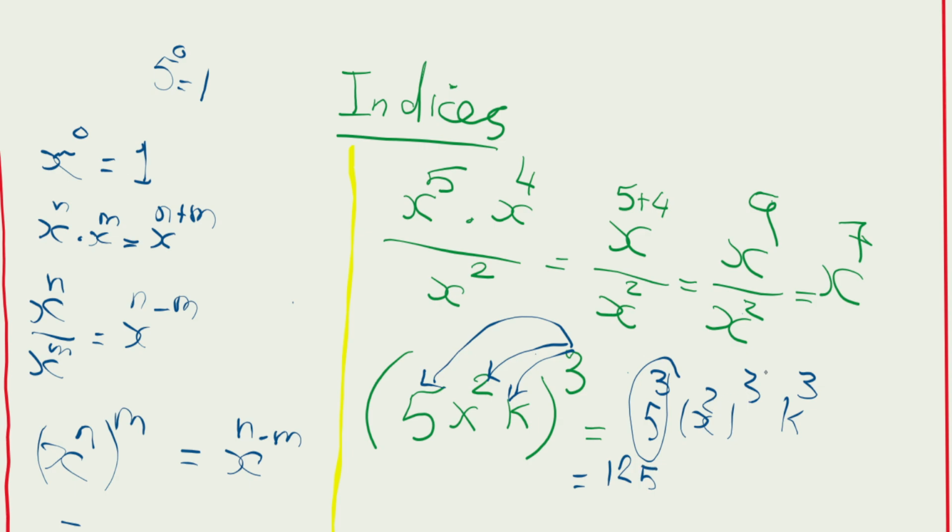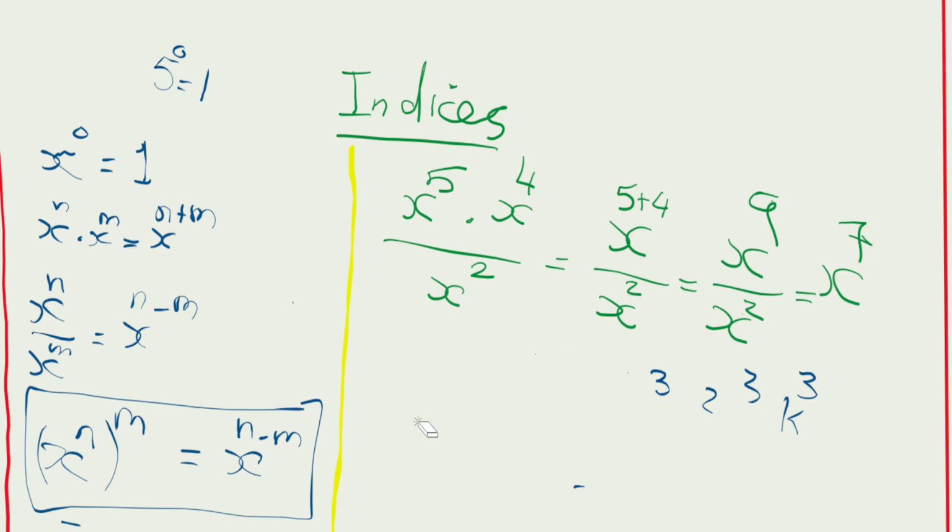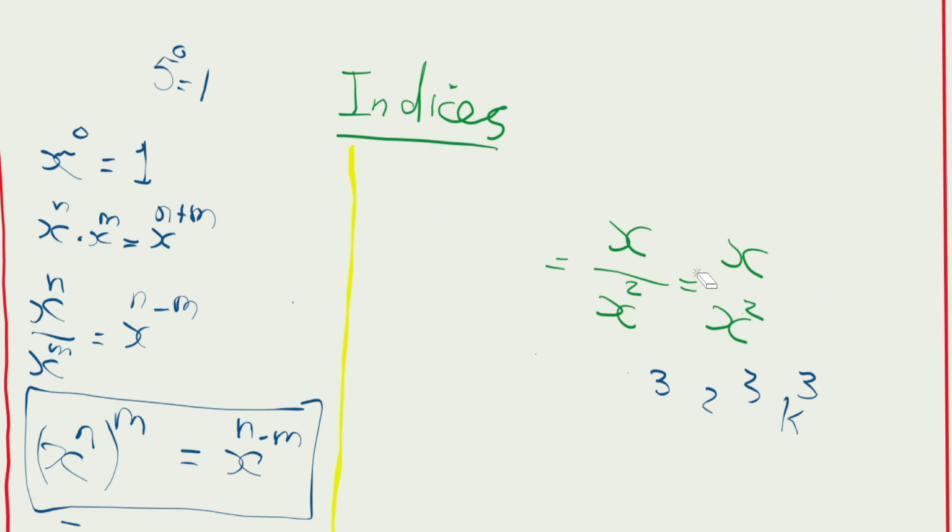X squared to the power of 3 is this rule. If you have two indices, you multiply them. So it's x to the power of 2 times 3, which is 6, and k to the power of 3. These are the types of question you may expect to see in the IGCSE and the IB and many of the curriculum that teach indices.